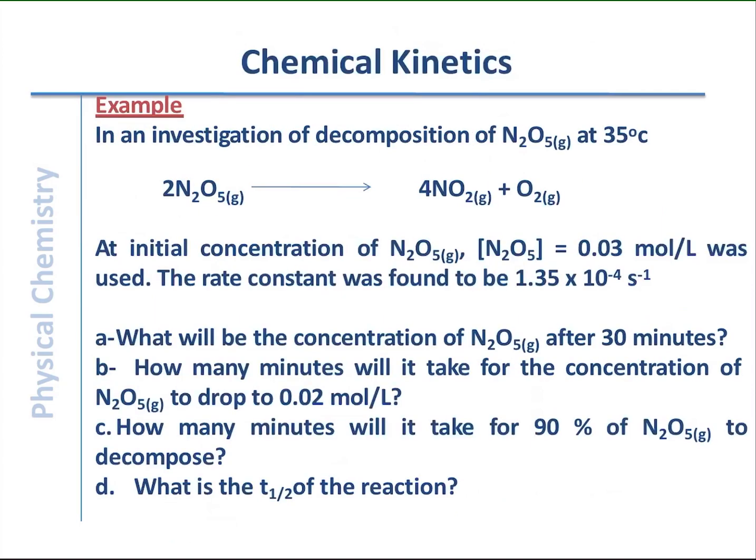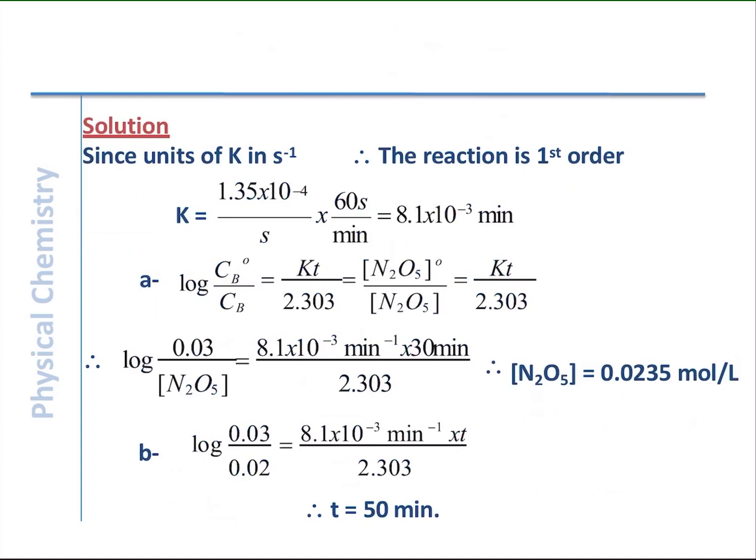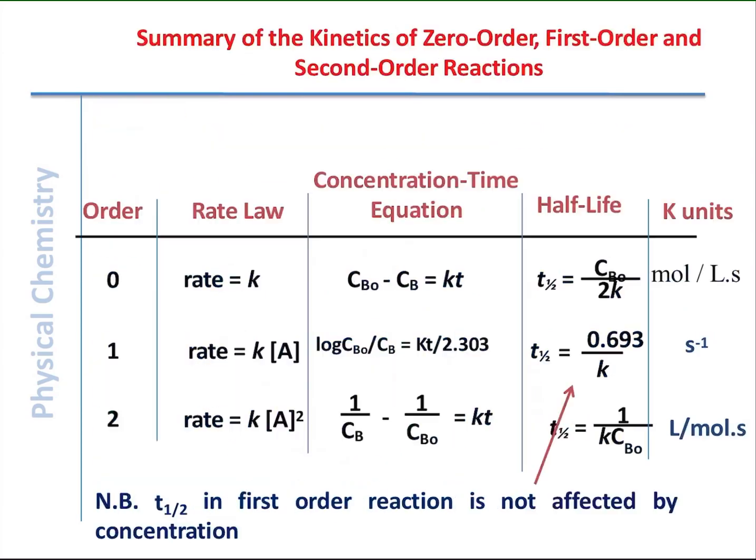What will be the concentration of the reactant after 30 minutes, not seconds? So you have to just turn seconds into minutes. And when you know the rate constant value, you can use this equation easily to calculate the concentration or the time.